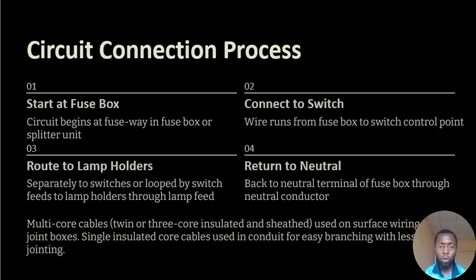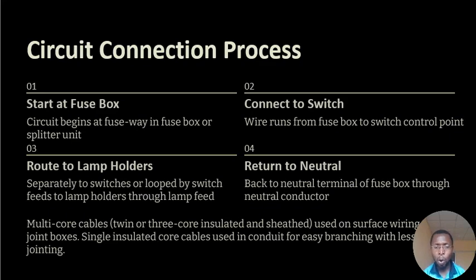Okay, so from the switch, connection goes to the what? To the lamp holder, and then from the lamp holder it returns to the neutral. Neutral usually is in black color. Okay, so that is how you connect circuits. That's the process of connecting a circuit. Start at the fuse box, connect to the switch, connect to the lamp holder, and back to the neutral.